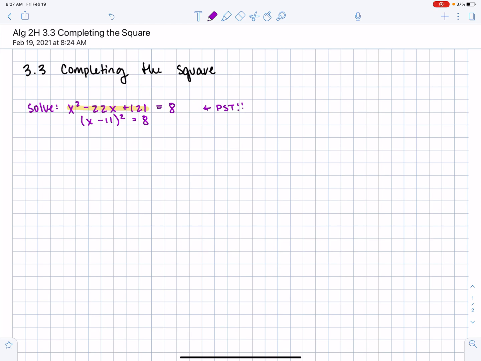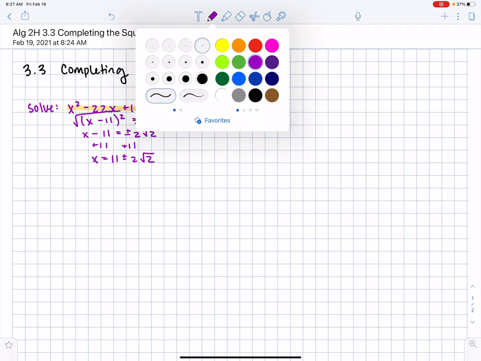Now from here, this is a different way of solving it. We can now solve by square roots because we have a square that's isolated. So we have x minus 11 is equal to plus or minus 2 root 2. My last step is to add 11. So x is equal to 11 plus or minus 2 root 2. And that was a lot easier way of solving than setting equal to 0 and trying to factor and all of that stuff. So let's say, what would happen if that wasn't a perfect square trinomial?